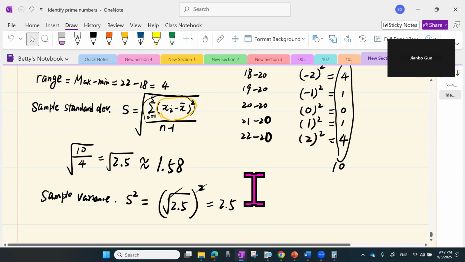is 2.5. All right, I hope the demonstration helps.